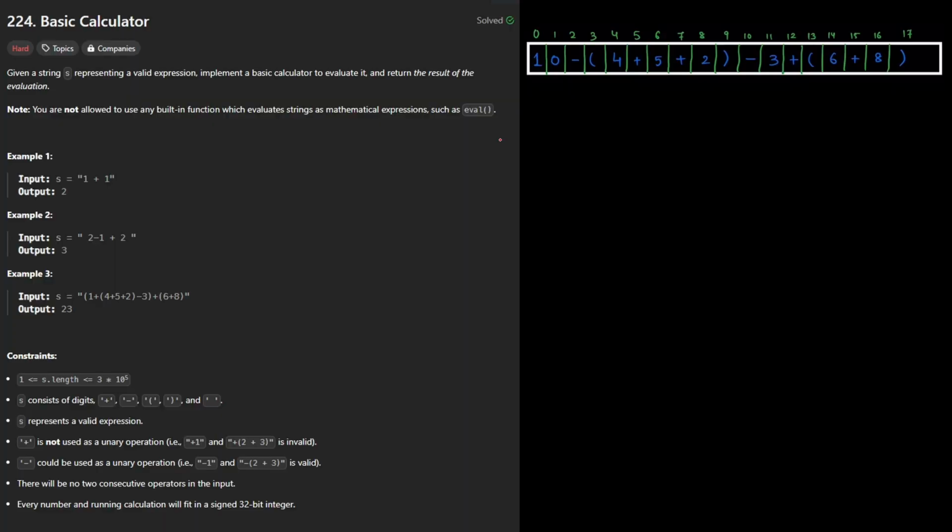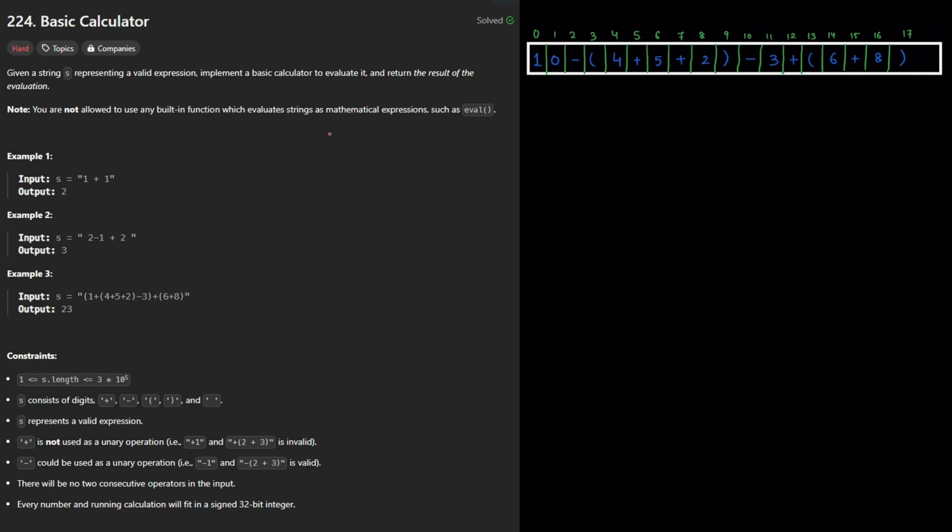Hi everyone. In the given problem statement of basic calculator, we are given a string s representing a valid expression. Implement a basic calculator to evaluate it and return the result of evaluation. Now, you are not allowed to use any built-in function which evaluates the string as a mathematical expression, such as eval, which is present in Python.